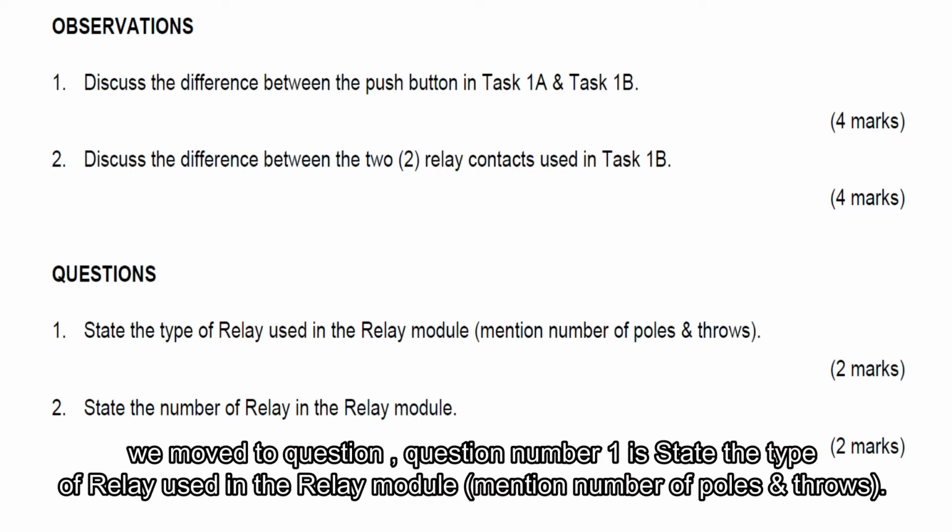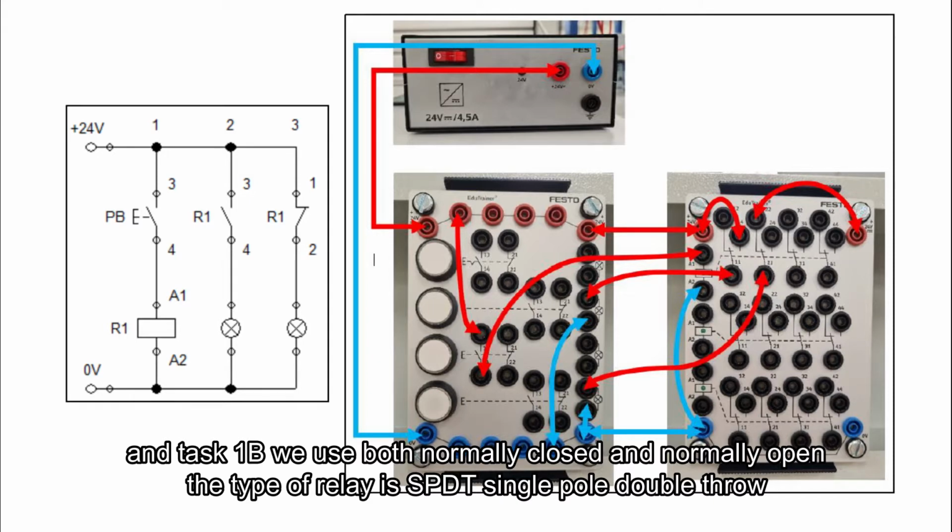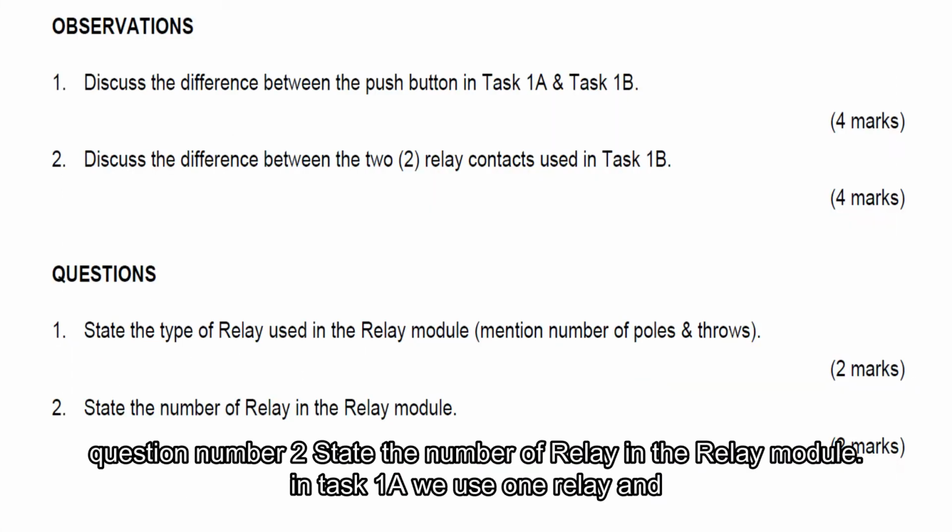So we move to the questions. Question number 1: state the type of relay used in the relay module, and mention the number of poles and throws. For task 1A, we use a normally open relay and the type of relay is SPST, single pole single throw. In task 1B, we use both normally closed and normally open, and the type of relay is SPDT, single pole double throw. Question number 2: state the number of relays in the relay module.